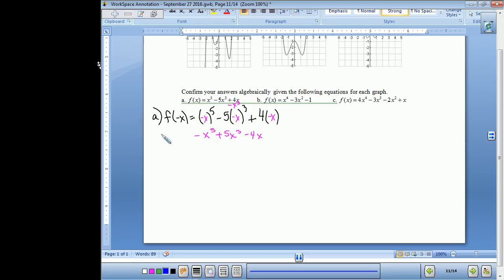So this is where we compare our original function to what we got when we plugged in the opposite of x. Do you see the first term changes to the opposite? The second term changes to the opposite, and the third term changes to the opposite. All the terms change signs. So this one has odd symmetry. This one is odd. That's all you gotta do.